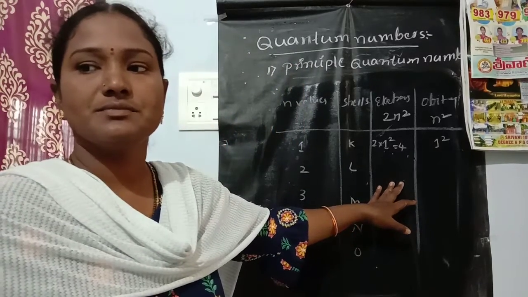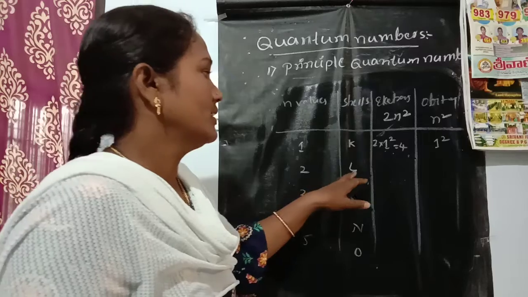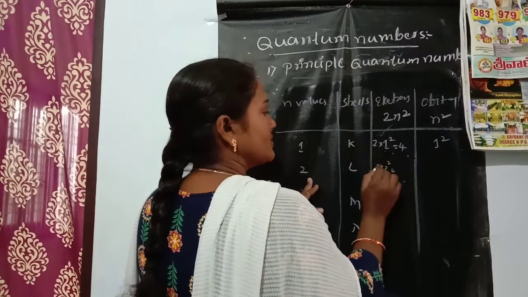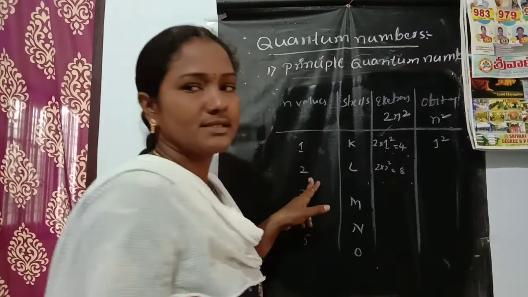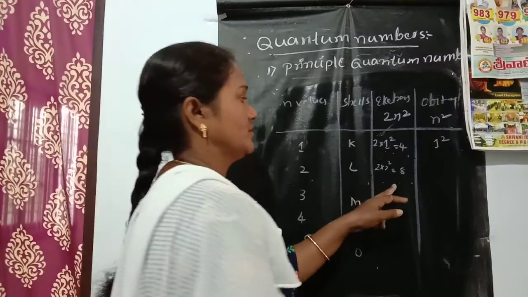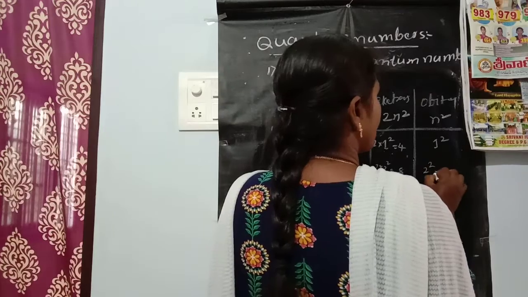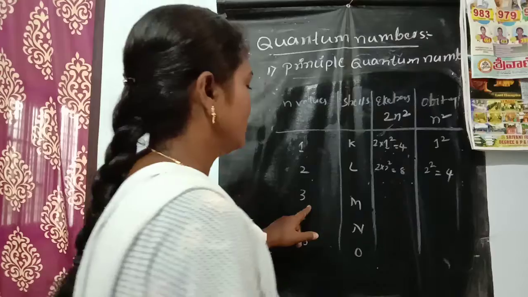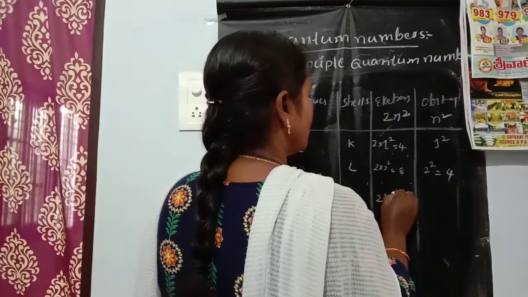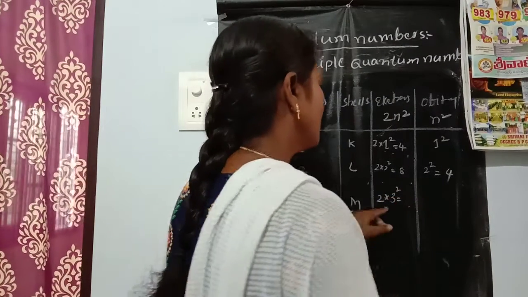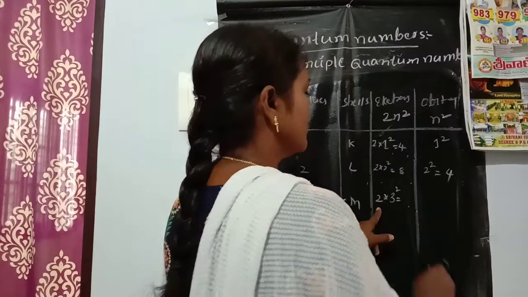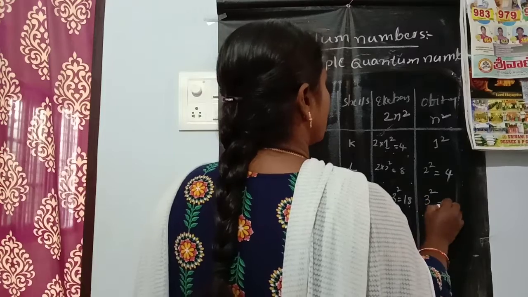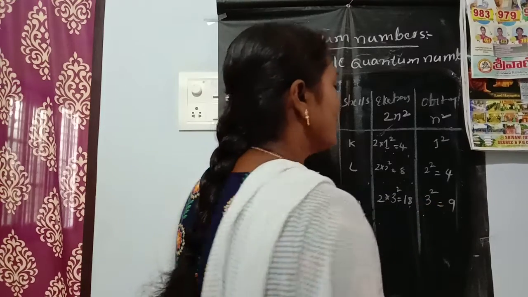Next one is L, n equals 2: 2 into 2 square. 2 2s are 4, 4 2s are 8. So 8 electrons, and 2 square is 4 orbitals. Next one, n equals 3: 2 into 3 square equals 3 3s are 9, 9 2s are 18, and 3 square is 9.